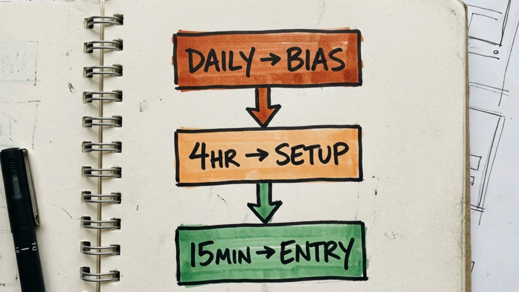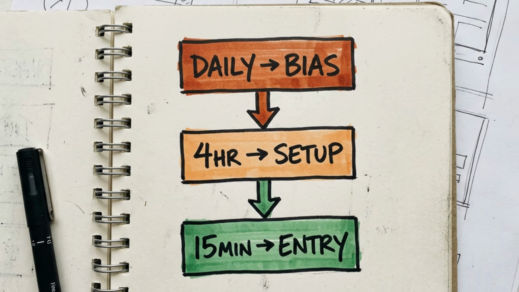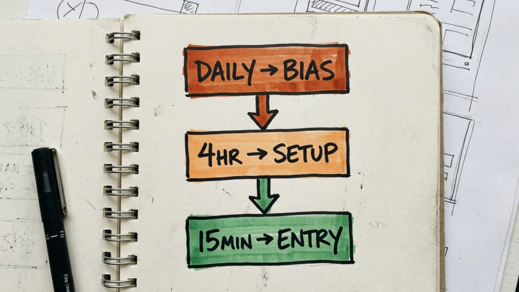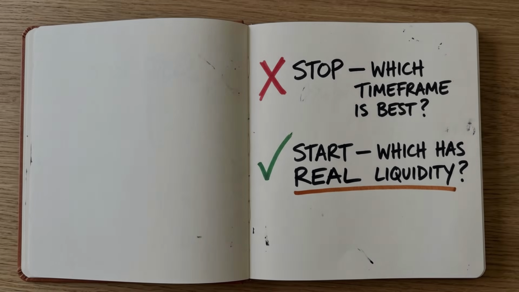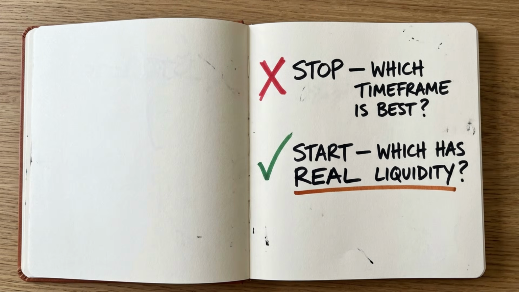Here's the mindset shift. The time frame you trade is not about your screen time or your patience. It is about which level has enough liquidity behind it to fuel a real move. The bigger the time frame, the bigger the pool. The bigger the pool, the more powerful the sweep. The more powerful the sweep, the cleaner the reversal. Stop asking which time frame is best for trading. Start asking which time frame has the liquidity that actually moves this market. Because that answer changes everything about where you look and when you act.